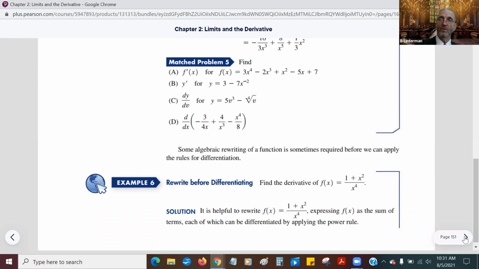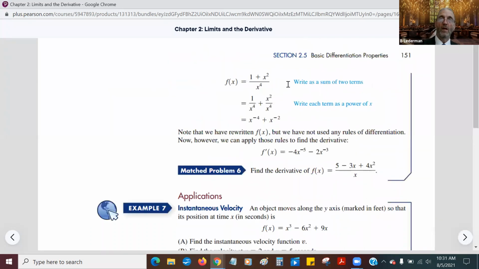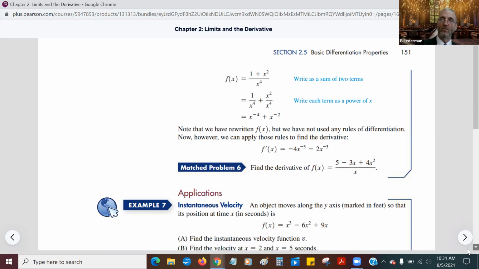And when that happens, watch what's going to happen. It becomes 1 over x to the fourth plus x squared over x to the fourth. But that's just x to the negative 4, and this is really x to the negative 2. Now I have it in exponent form, so I can just do the power rule, and that's kind of cool and awesome. And power, that's my answer, negative 4x to the negative 5th minus 2 times x to the negative 3, power done. Very beautiful. This matching problem, same thing. I just split into 3 fractions, deal with each one according to the power rule.